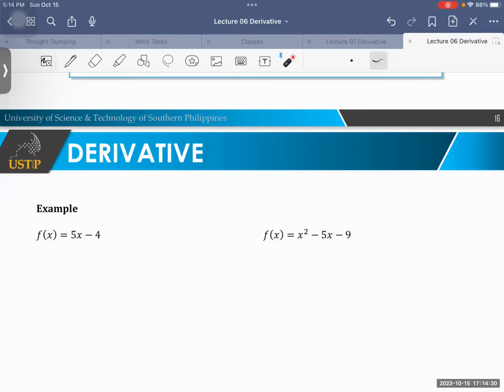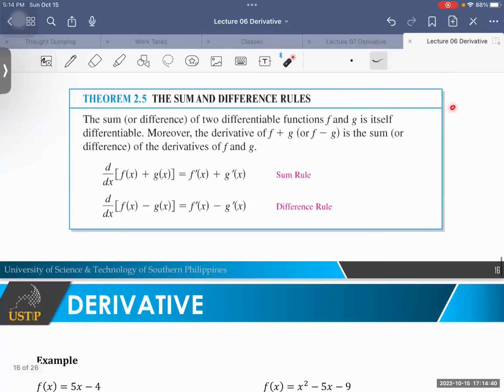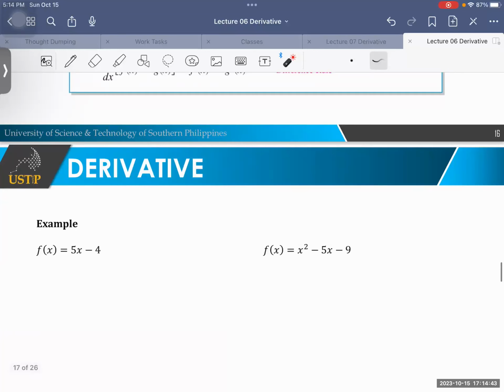Like in our example earlier. So we have 5x minus 4 or x squared minus 5x minus 9. So, they have multiple terms. This has 2 terms, this has 3 terms, a polynomial. Okay? So, using this rule, class, we can get the derivative of this and the derivative of this, and then combine them. Okay? So, each term is treated as if it stands alone. We take each derivative and then just add or subtract them to get the derivative of the whole function.